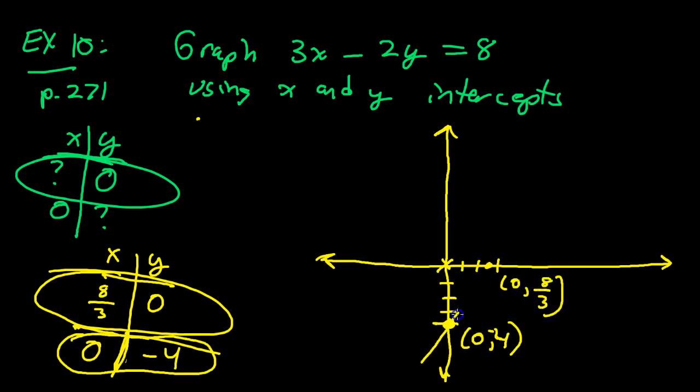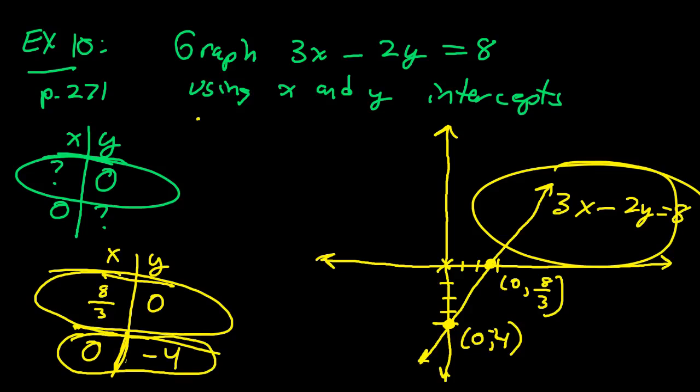All right, I'll go ahead and connect the dots, indicating the line with all its points going off to forever in both directions, and of course labeling the line with the equation that generated it, 3x minus 2y equals 8. All right, this concludes section 4.4, slope-intercept form.